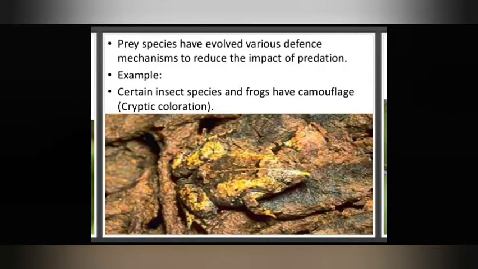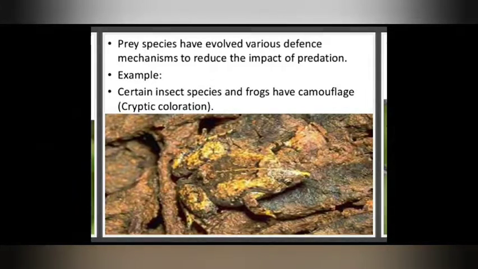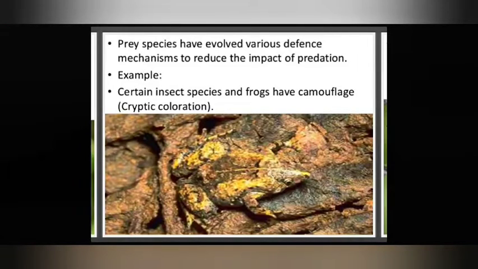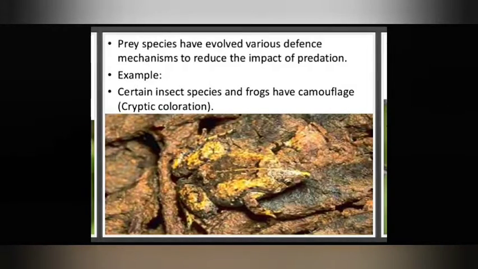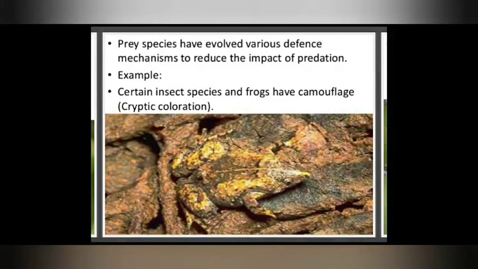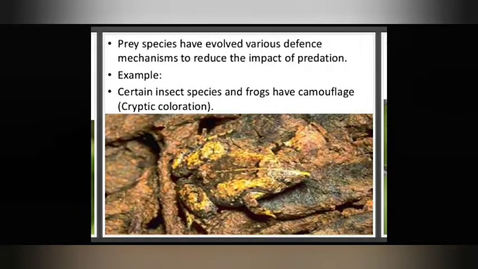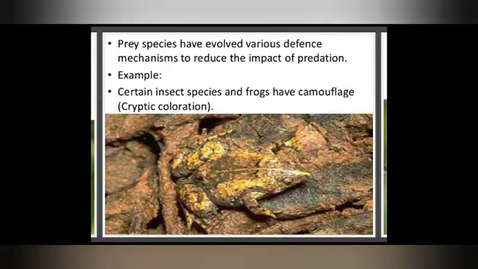The prey species have also evolved various defense mechanisms to reduce the impact of predation. For example, there is the phenomenon of cryptic coloration, where certain insect species, frogs, or even reptiles have camouflage with their surroundings. Here you can see the frog has cryptic coloration and is totally camouflaged with the surroundings.